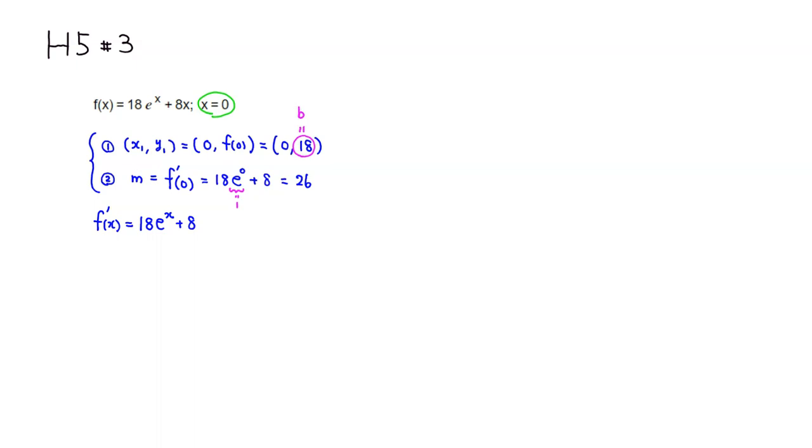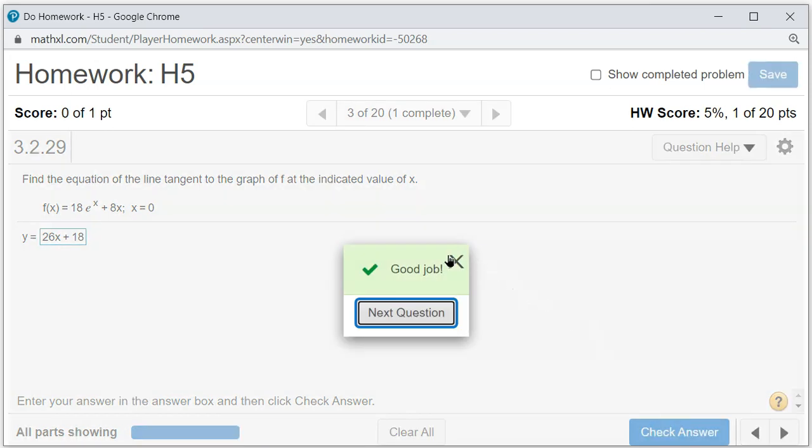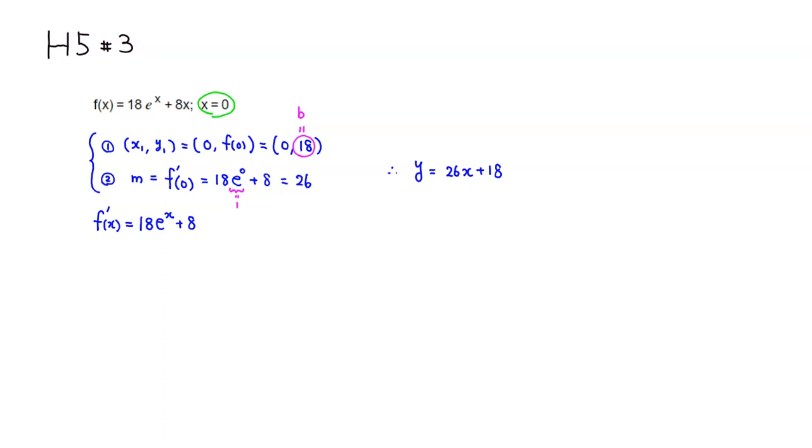So we can use the slope-intercept form to find the equation. The equation is y equals mx plus b. m is 26, x plus b, and b is 18. So let's type it in: y equals 26x plus 18. Let's check the answer. We got that. All right, that's it. I hope that this was clear.